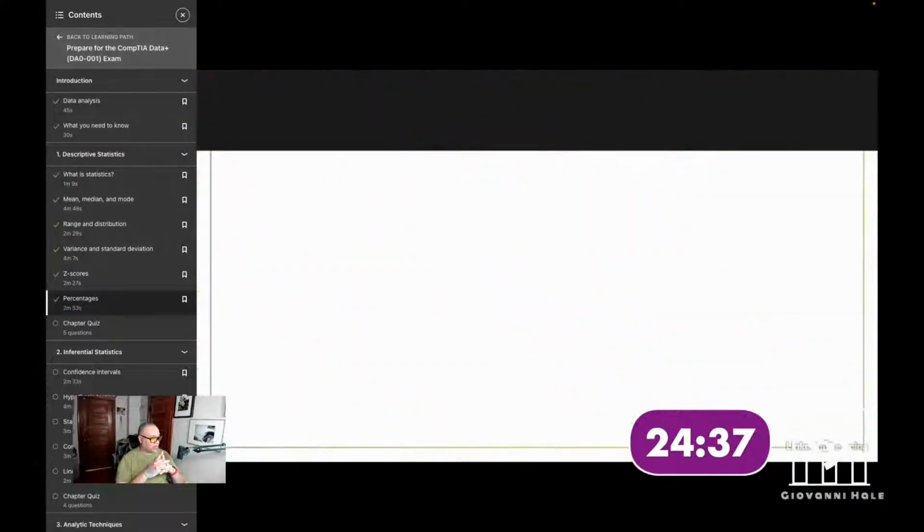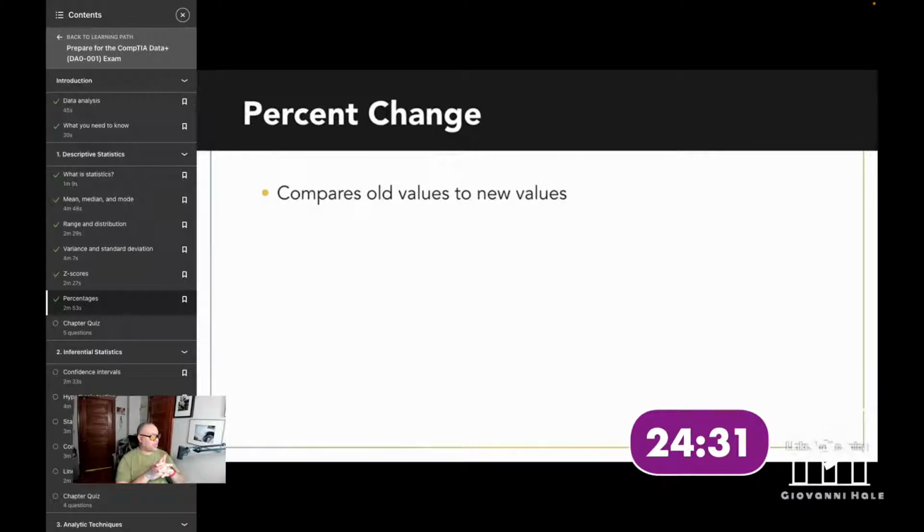We can also use percentages to describe how values change over time. We can use the percent change to compare old values to new values. And we calculate percent change by subtracting the old value from the new value and dividing it by the absolute value of the old value. We then multiply that result by 100.